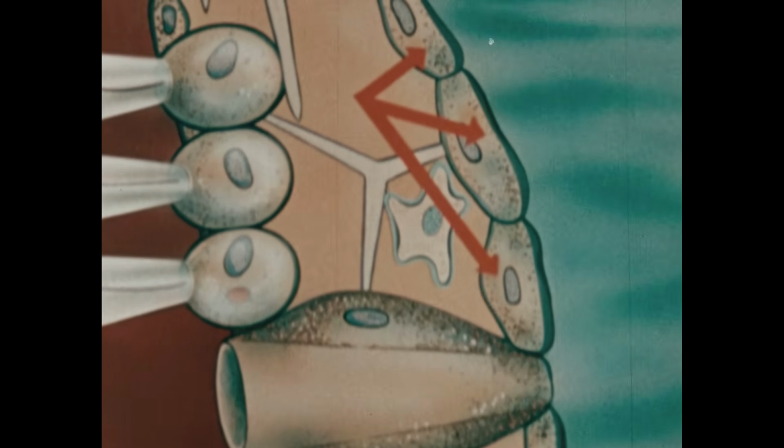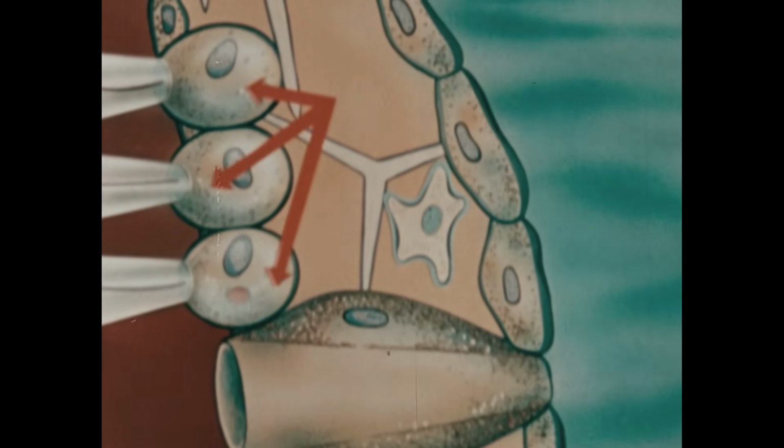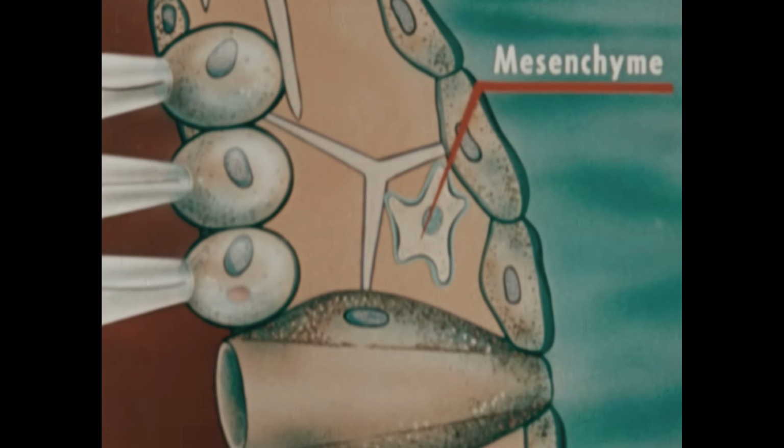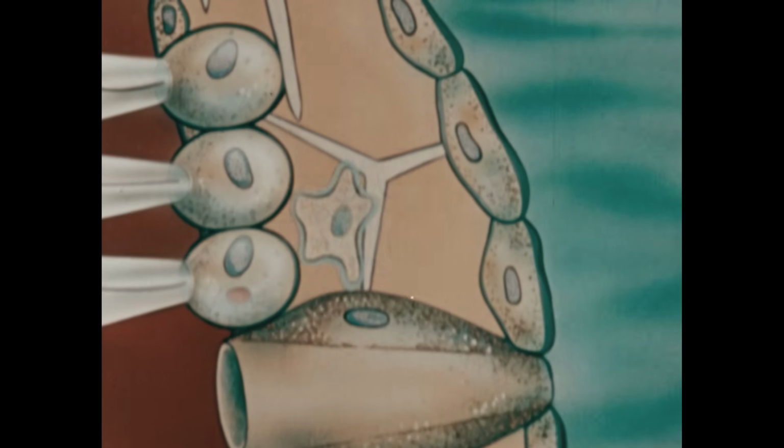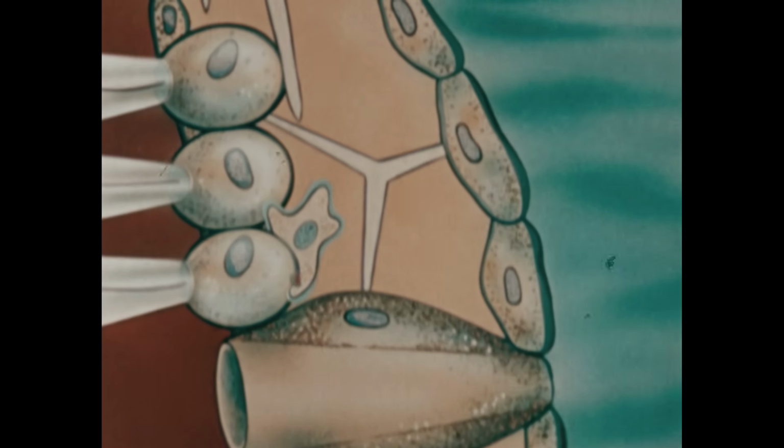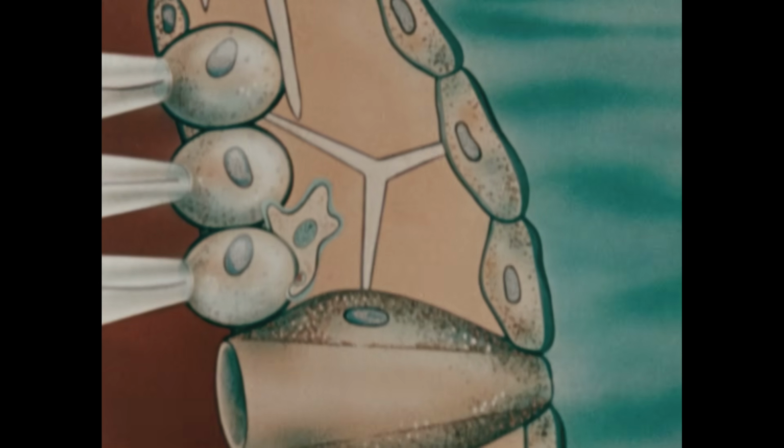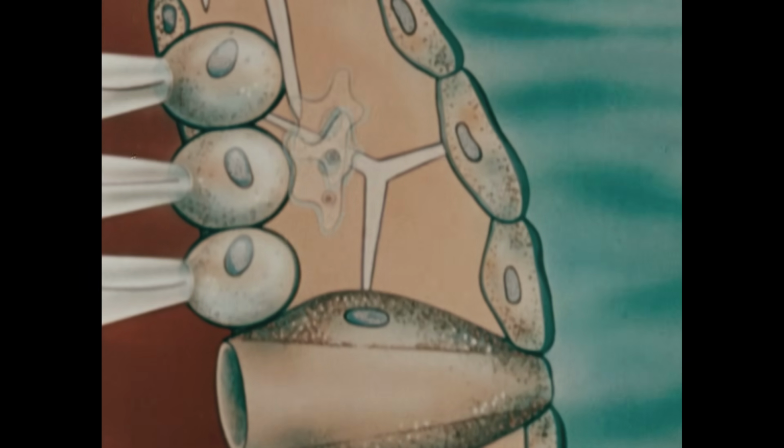Between the covering cells and the collar cells are wandering mesenchyme cells. One of their main jobs is to take food from the collar cells and distribute it to other parts of the sponge.